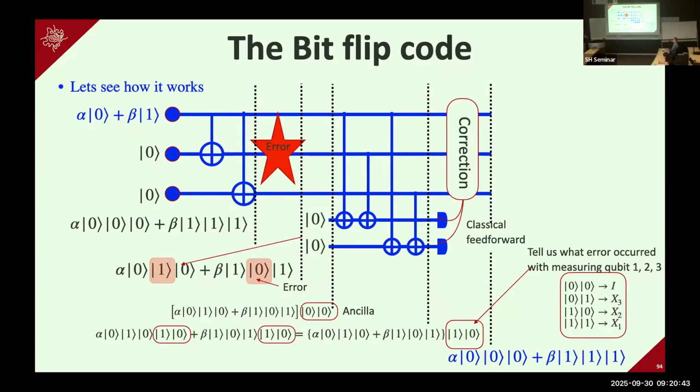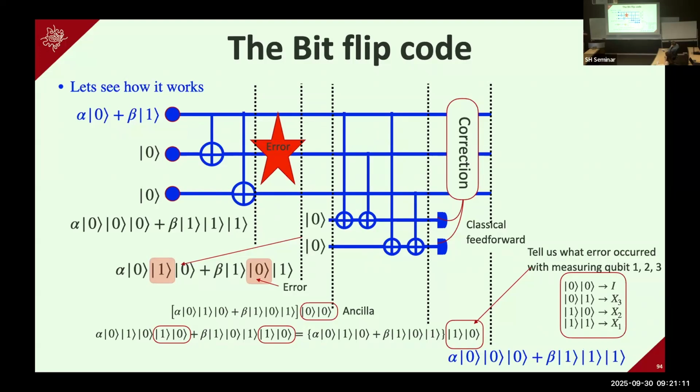It's general. Now the problem is, what happens if there's 2 errors? Okay? There's an error here and here. What this means is it's like we flipped. Instead of having alpha 0, 0 plus beta 1, 1, it's now like we have alpha 1, 1, 0 plus beta 0, 0, 1.